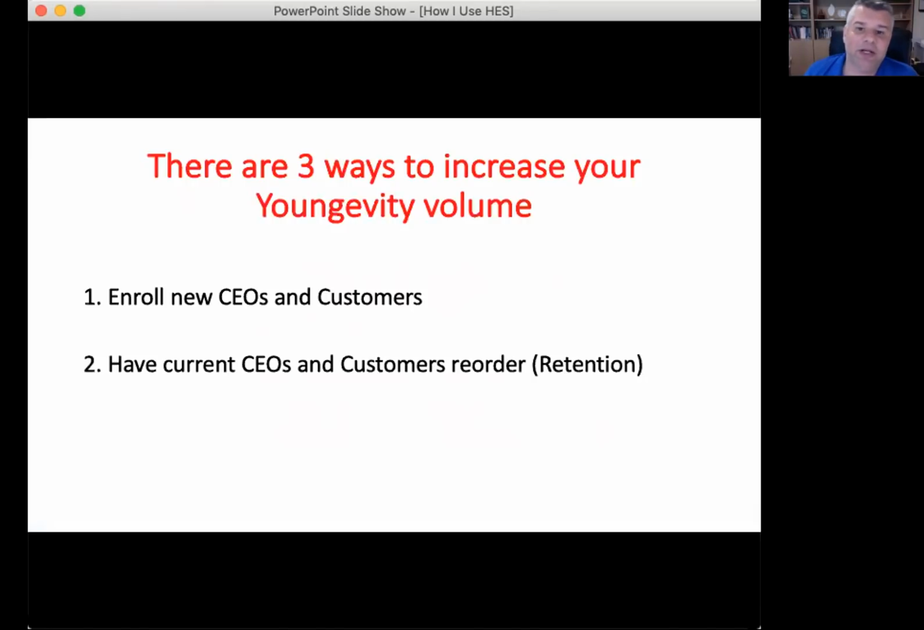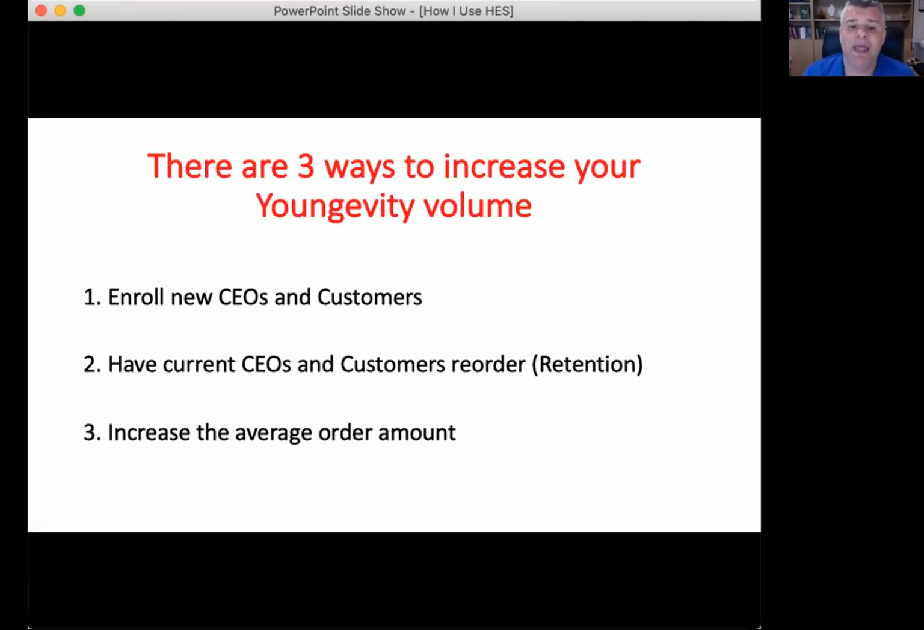The second way you can increase your volume is to have your current CEOs or customers reorder. Okay, so you had people order last month or the month before that, and more of them are ordering every month. That means there's more people ordering and the retention's high. If your retention's low, your volume goes down. So we have to worry about retention, not only getting new people in, but worrying about those quote unquote old people to make sure they keep on reordering. That'll make volume go up.